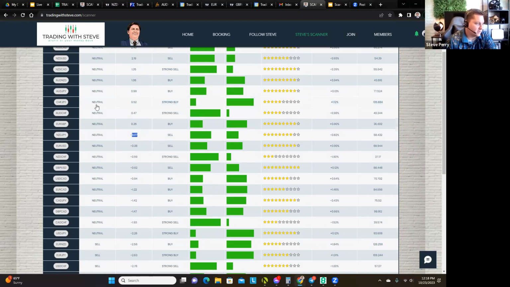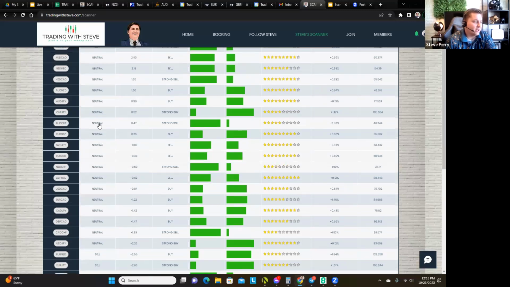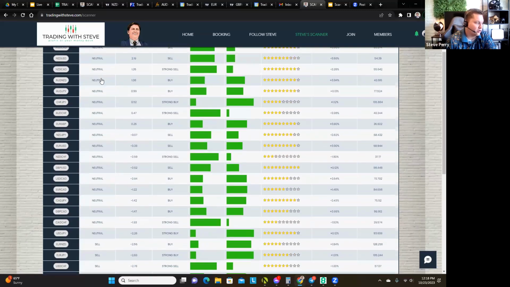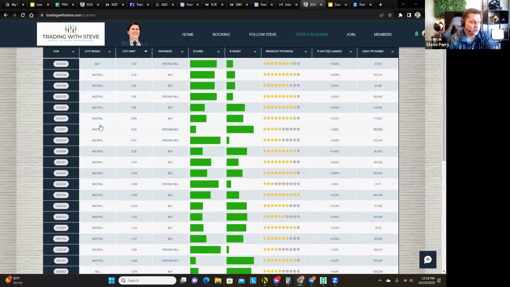or even some of these other ones. Here's the franc yen kind of neutral this week, Aussie franc neutral, euro pound neutral. All these other ones are neutral. And this is kind of different. We don't usually have this many neutrals, but this is one of those weeks where there are a lot. And so you just kind of stay away from those ones as far as the shift goes.